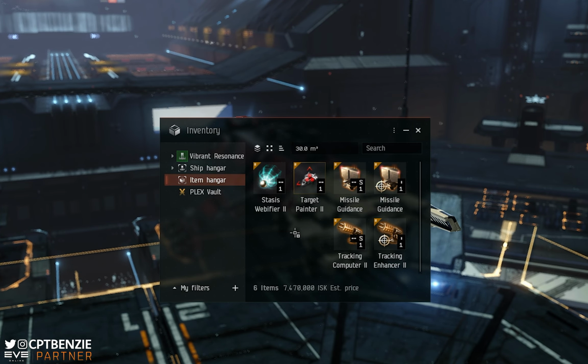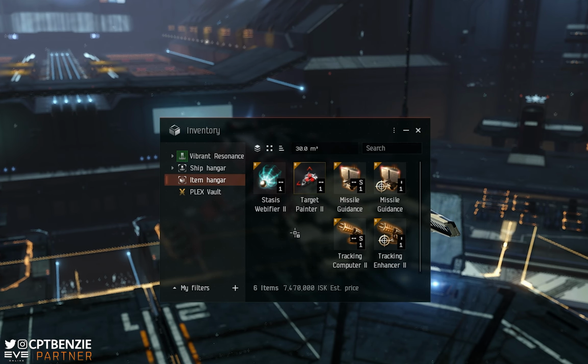This swaps when you're in a fleet: Webifiers if you're going to be in range to use them, target painters if you're not, guidance enhancers if you've got two of each of the other modules to start with. By the time you've got two of a module in your mid slots, the penalties for having multiple of those together start outweighing the benefits.